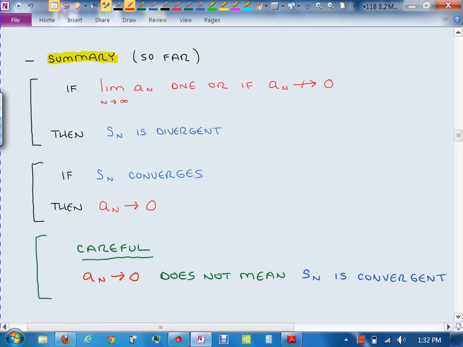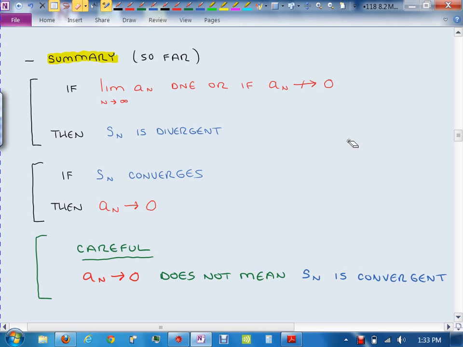Sine. Sine, maybe it was you. I don't remember. It came from somewhere around in this area. Yeah. Sine, right? Sine n. What does that sequence do? It oscillates up and down, but it doesn't go anywhere, right? That limit doesn't exist, right? So if your limit of your sequence doesn't exist, or if the limit does not go to 0, then I can guarantee you the series is divergent, right?